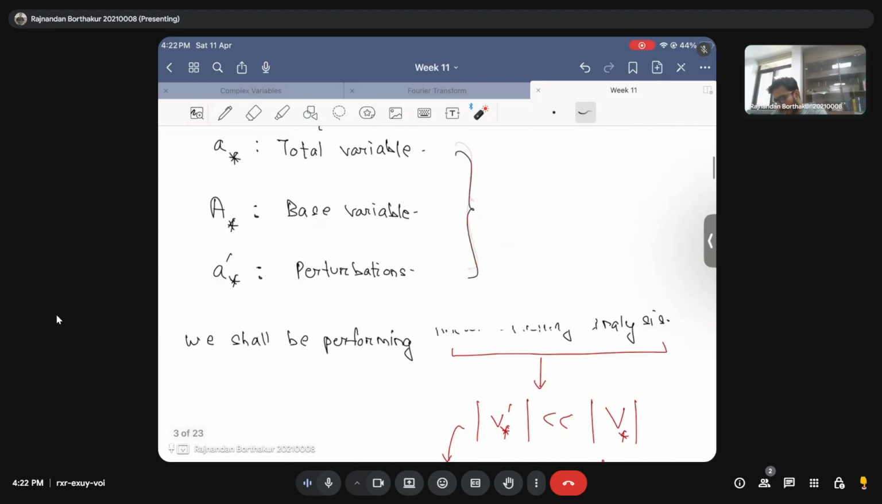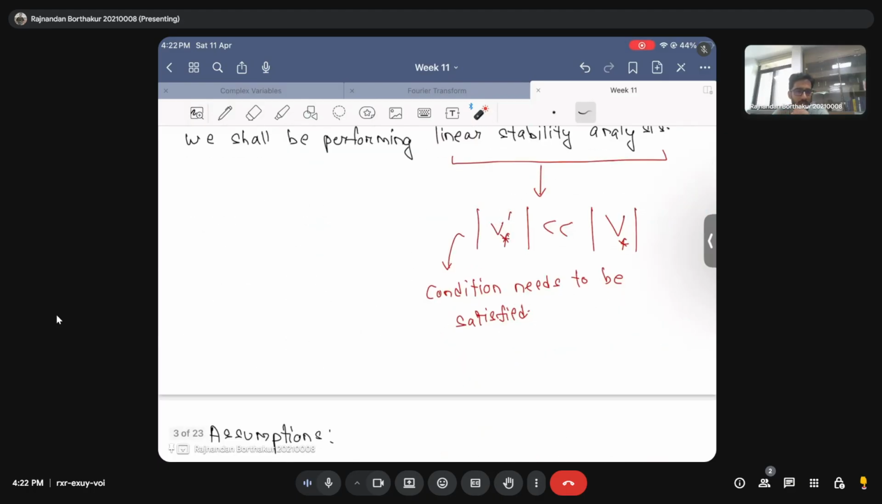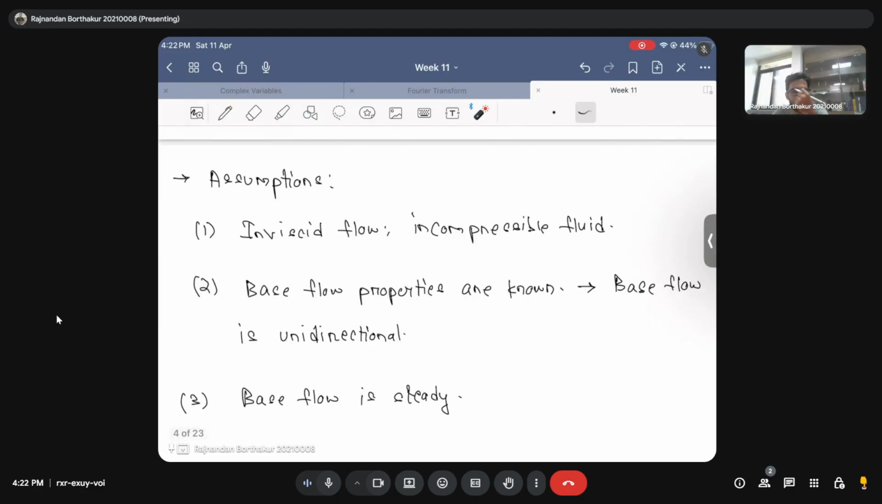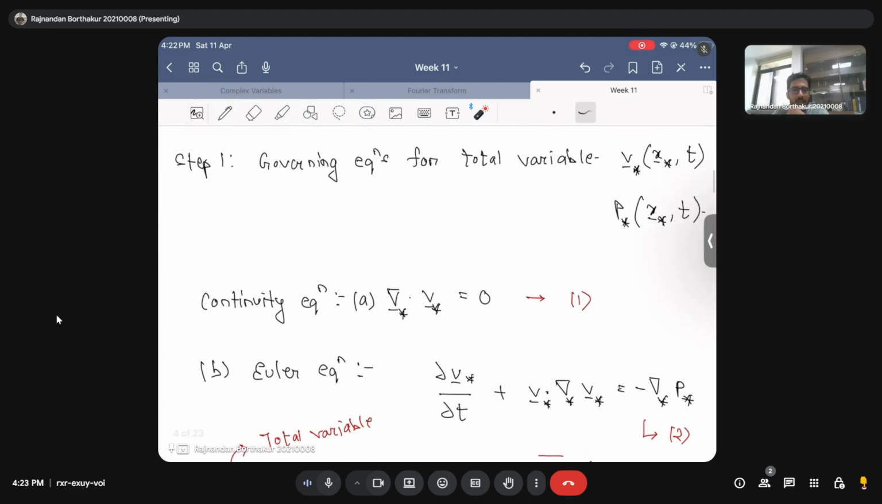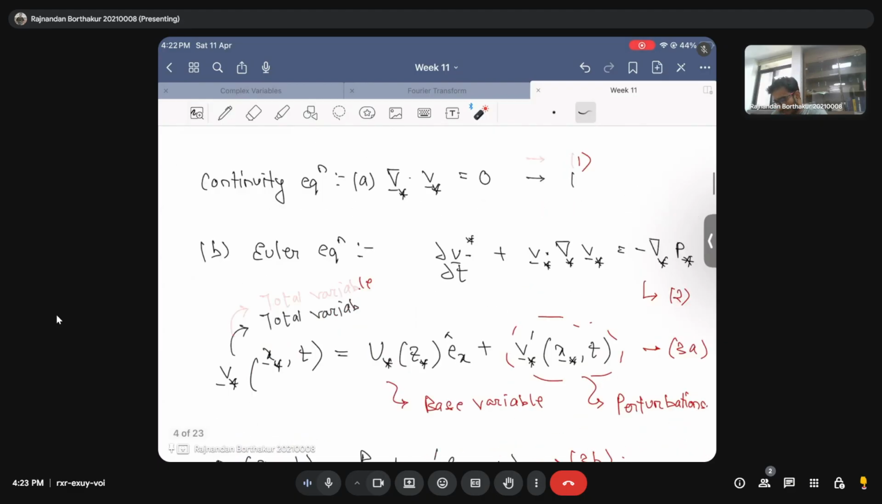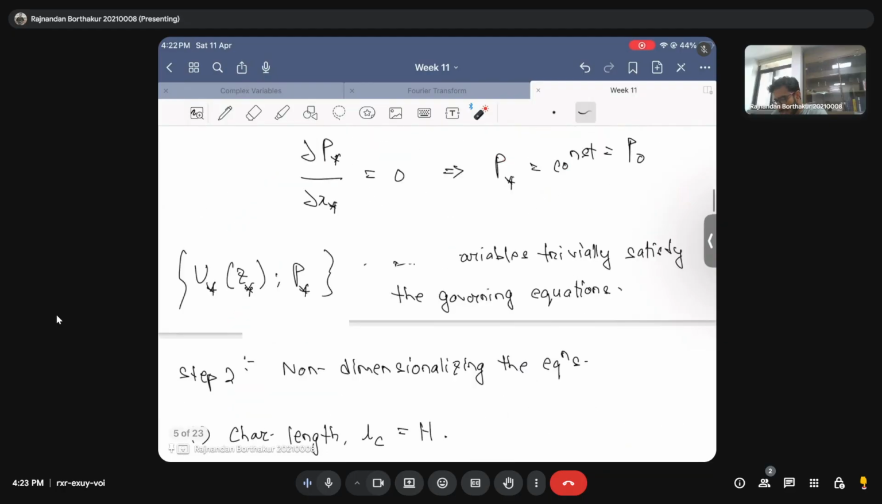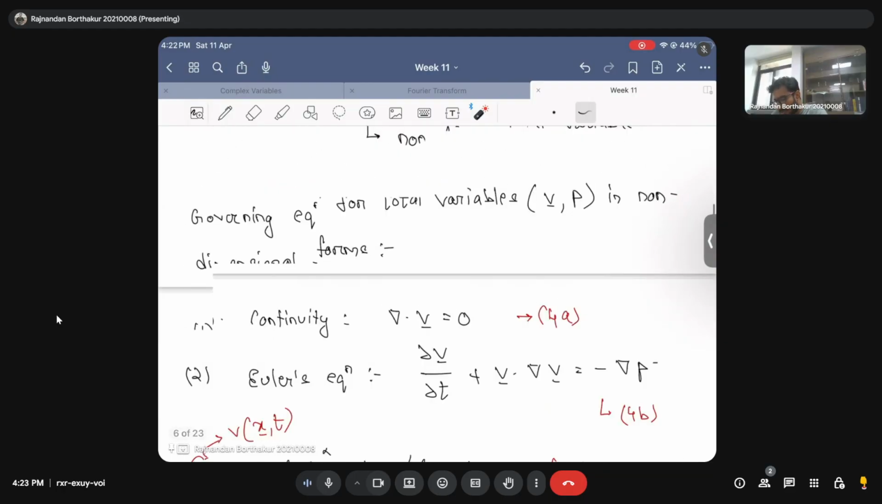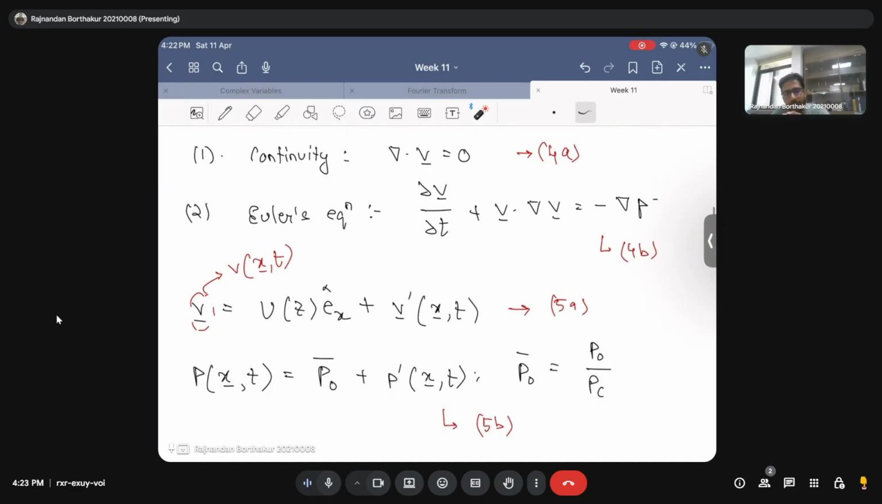For that we said that our objective would be to write equations for perturbations, but in order to write equations for perturbations, I must first define the total variable, which I can write as the base variable plus the perturbations. In this case I assume that the fluid is inviscid and incompressible and base flow properties are known, from which I started off by writing a governing equation for the total variable in dimensional form. Then we non-dimensionalized it, using the characteristic scales, to get the governing equations for the total variables in non-dimensional form.